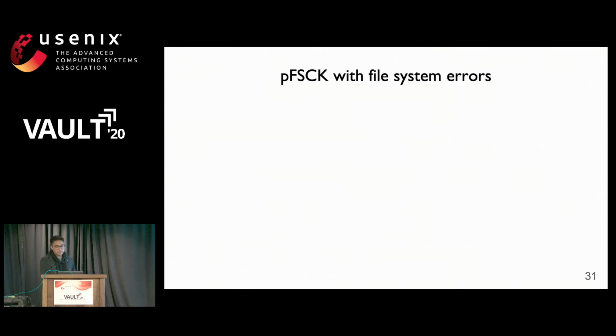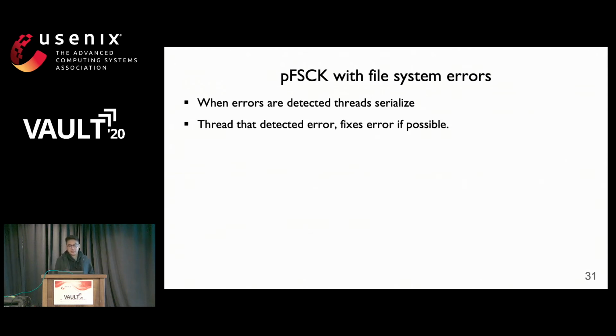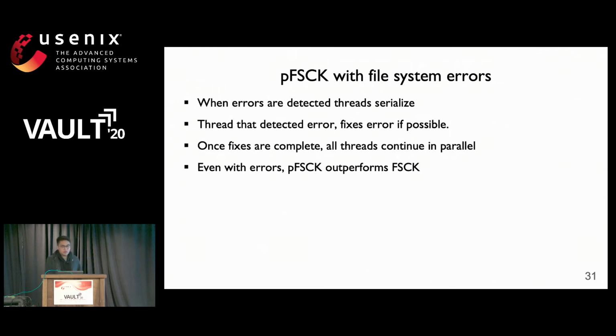Finally, to conclude the design, we'll discuss what happens with pFSCK when the file system has errors. In general, when errors are detected, threads are serialized. The thread that detected the error fixes the error if possible. Then, once the fix is complete, all threads continue in parallel. In our experimental testing, even with errors, pFSCK outperforms the serial FSCK. However, to make sure this is true, we are conducting more exhaustive testing.